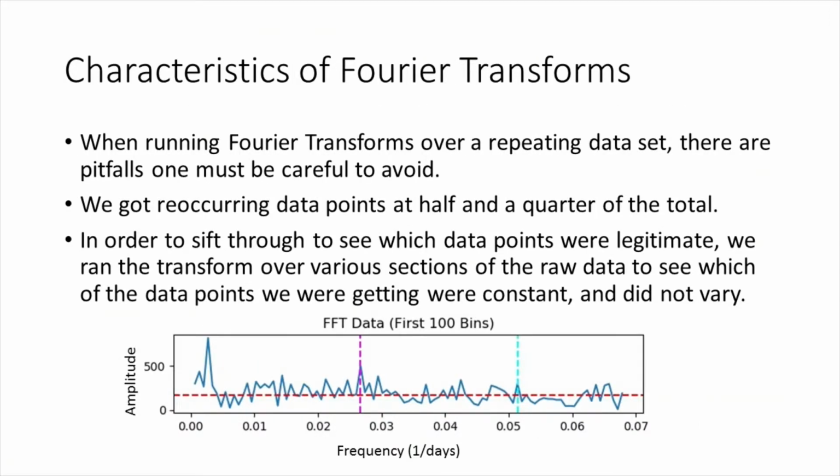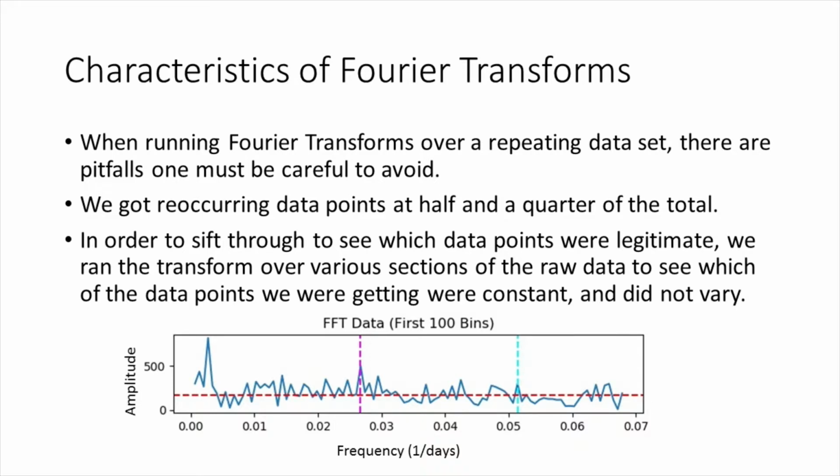All right, so when we run these transforms over the data set, you do have to be careful. There are a few pitfalls you can fall into. We got reoccurring data points at 1/2 and 1/4 of the total amount of data points taken. Let me further explain. In order to see which data points are legitimate or important in making up the graph, we changed what portion of the data points we ran the Fourier transform over. We ran it over the first half and the second half of the data points, and we saw which sine and cosine functions with specific periods were constant over those different sections.